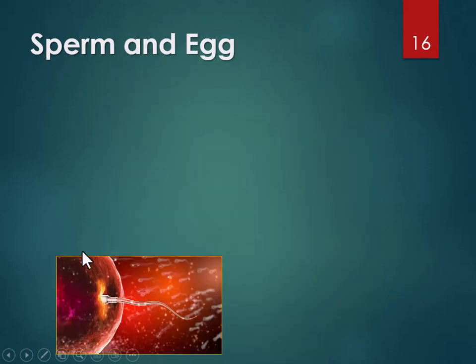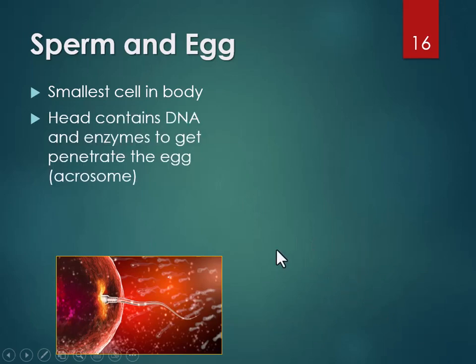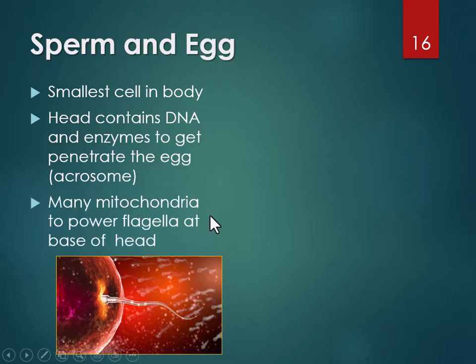Okay, so here's a picture of an egg with a sperm penetrating, getting through the wall or the shell of the egg to allow for fertilization. So sperms are the smallest cells in the body. The head contains only DNA and some enzymes on the surface to help penetrate the egg. It contributes no cytoplasm whatsoever.